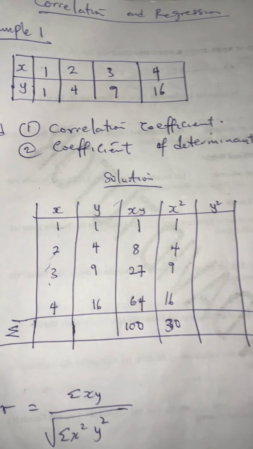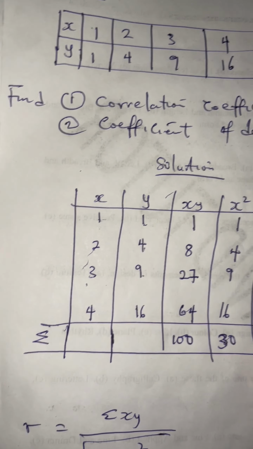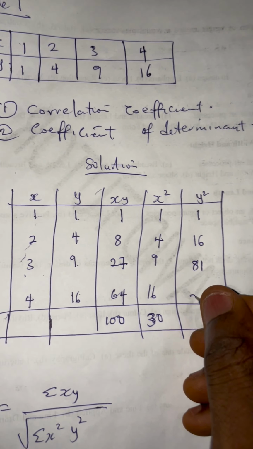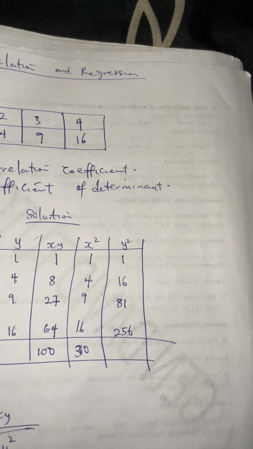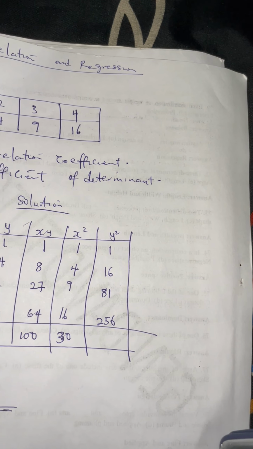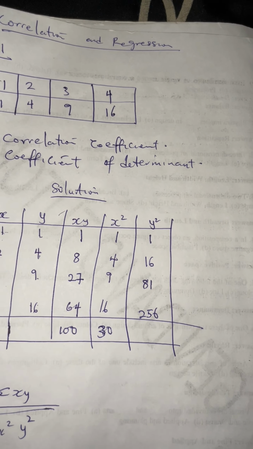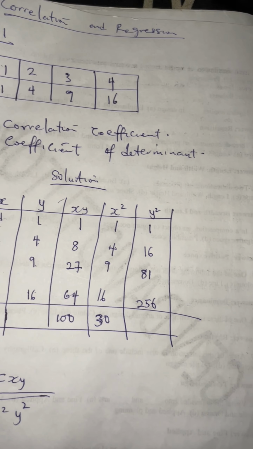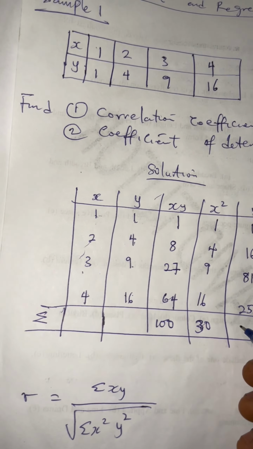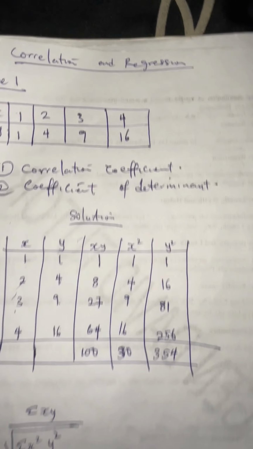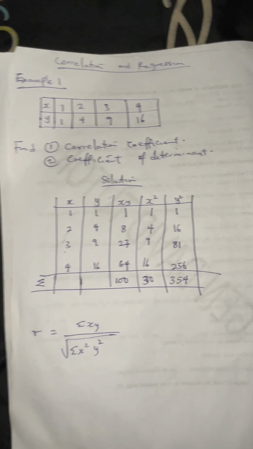Now we have y square. For y square, 1 square is 1, 4 square is 16, 9 square is 81, and 16 square should be 256. Now let us add them together. You have 1 plus 16 plus 81 plus 256. The answer is 354. Now, since you have this to be 354, let us go into the solution.